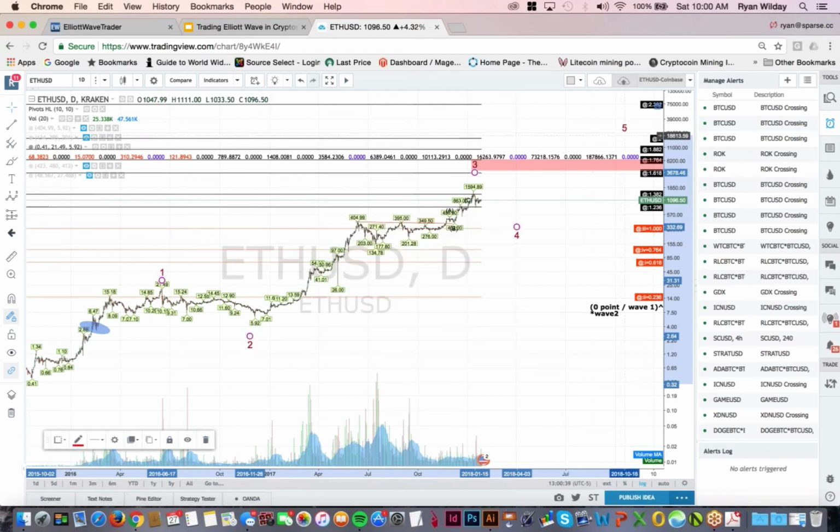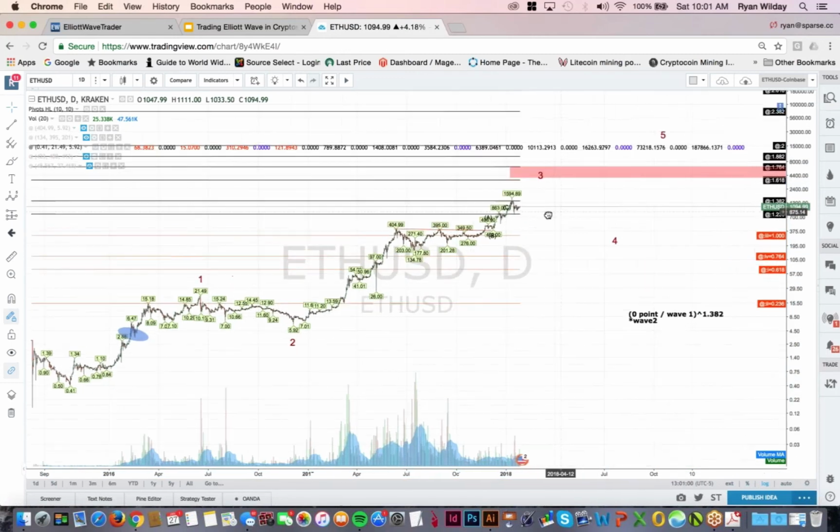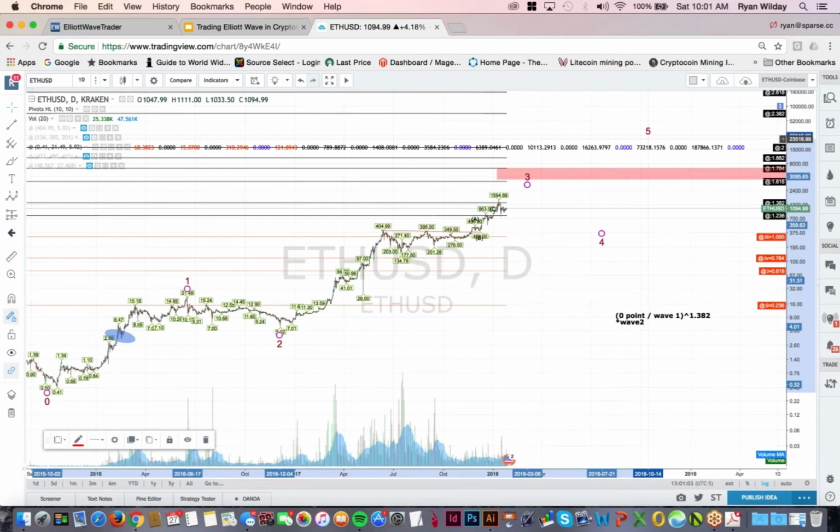All right, so I have the fibs for the 0 to 1 point, wave 1, wave 2 in Ethereum, and it gives us around 3,500 as the wave 3 target, and that's the 1.618. You can see it there. Then we have the wave 4, which falls into the 1.0, and then we have the 2.0 for the 5. So we're coming in on the third wave top.